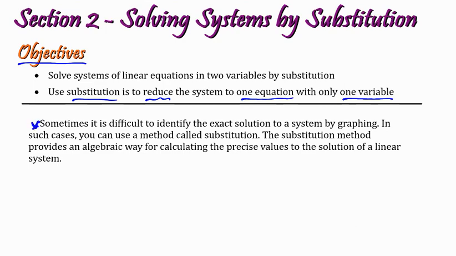Sometimes it is difficult to identify the exact solution to a system by the graphing method. In such cases, you can use a method called substitution. The substitution method provides an algebraic way for calculating precise values to the solution of a linear system.